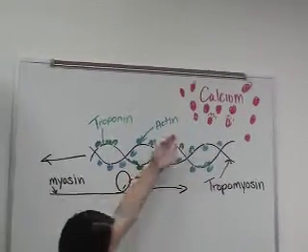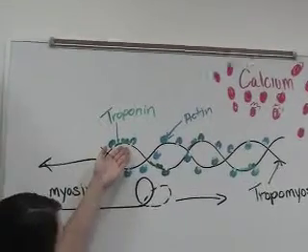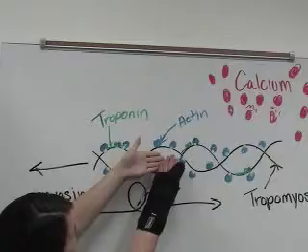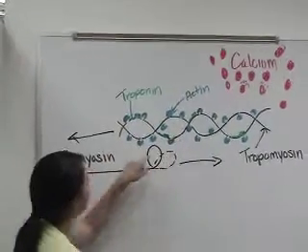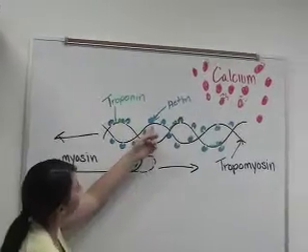Calcium floods over the thin filament, binding to troponin. This bind stimulates tropomyosin to turn, revealing the active site underneath actin. High-energy myosin then leaps to actin and binds there.